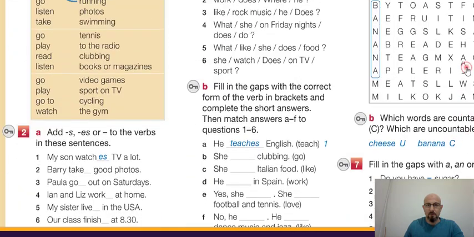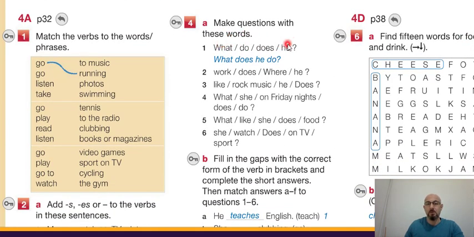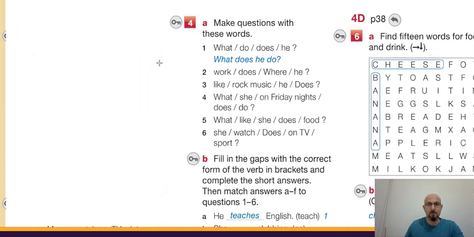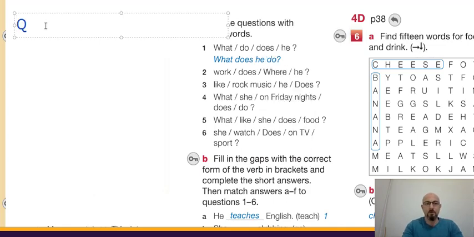Okay, and question number four. Make questions with these words. So here we have what do or does he. Okay, so first of all, let's just review how we write the questions. We have an order, and the order here: question word, auxiliary, subject, infinitive. This is the order if you want to write a question.